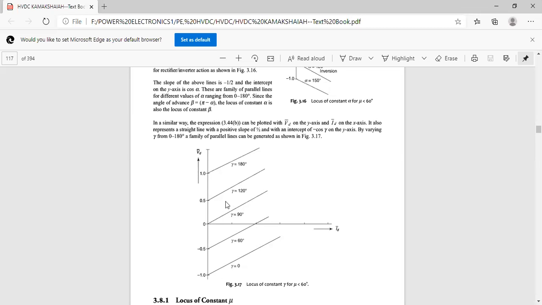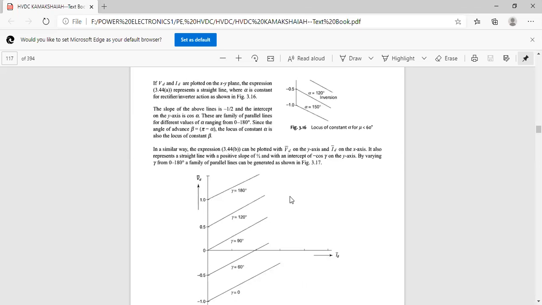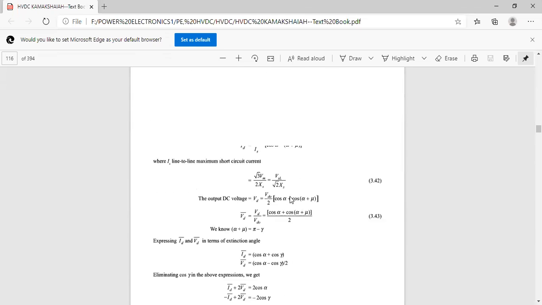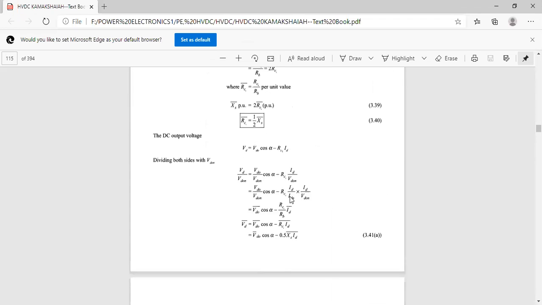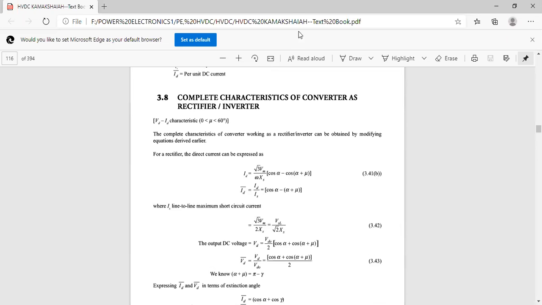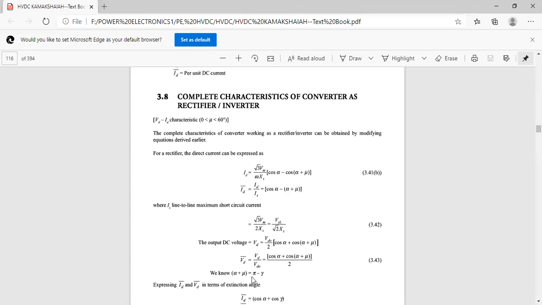Cos 90 is 0. Cos 120 is minus 0.5. Cos 180 is minus of minus, plus 1. That is about the inverter characteristic. In the exam, if they ask for converter characteristics, page number 94, characteristics of converter as rectifier and inverter. This first equation, second equation, then the condition.